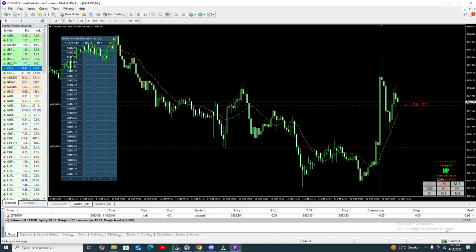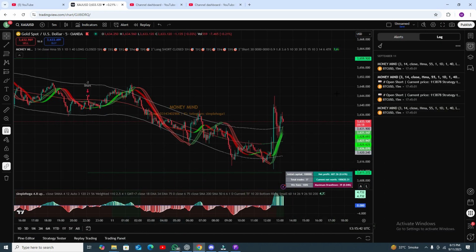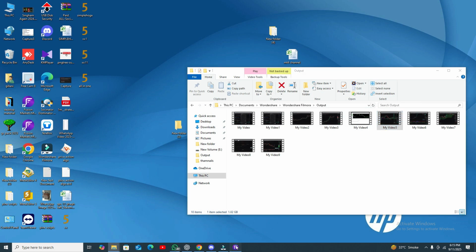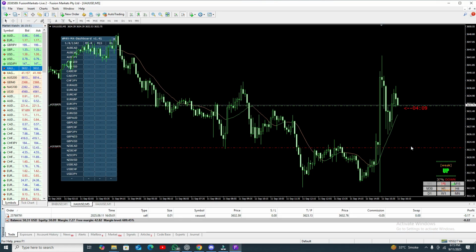And I will show you the results of this trade as well. I need to take profit here at 3618. I need to take profit here at 3618. Here you can see I need to take profit here.